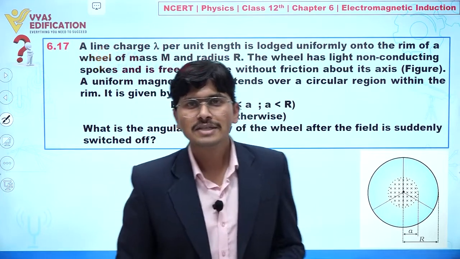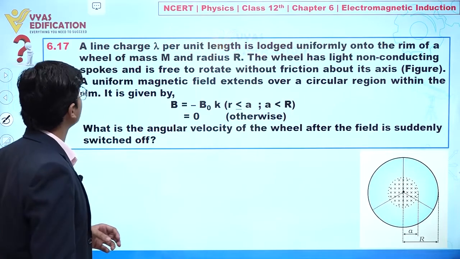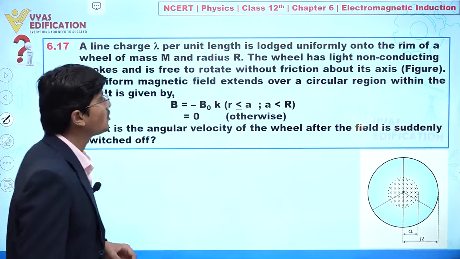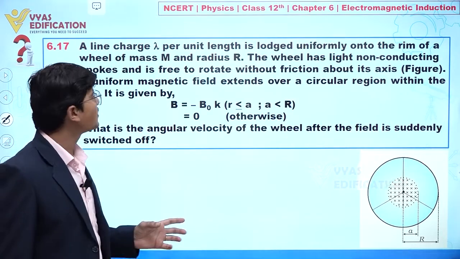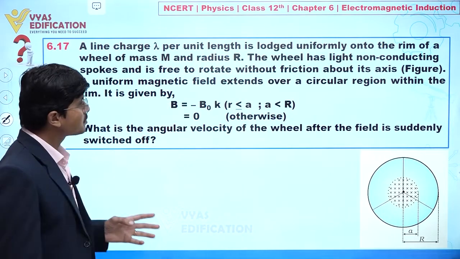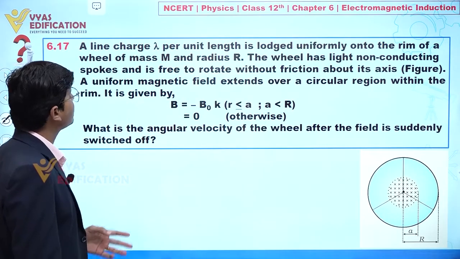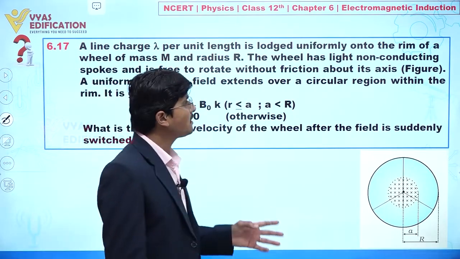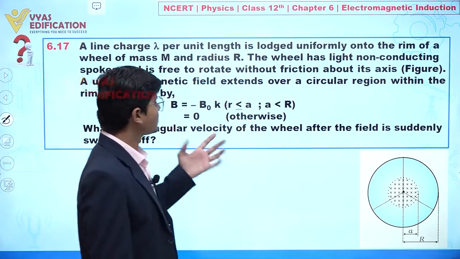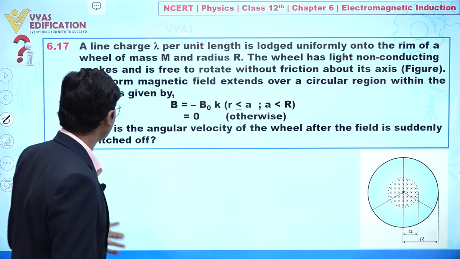Now student, we are going to discuss question number 6.17. In this question, a line charge lambda per unit length is lost uniformly onto the rim of a wheel of mass capital M and radius capital R. The wheel has light non-conducting spokes and is free to rotate without friction about its axis. A uniform magnetic field extends over a circular region within the rim. What is the angular velocity of the wheel after the field is suddenly switched off?